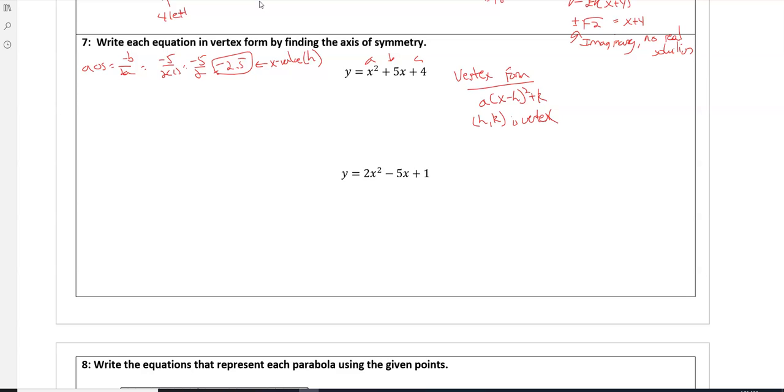All right, so I'm going to plug in x to find y. And so that's going to be y equals negative 2.5 squared plus 5 times 2.5 plus 4. See, I'm plugging it in up there to those.